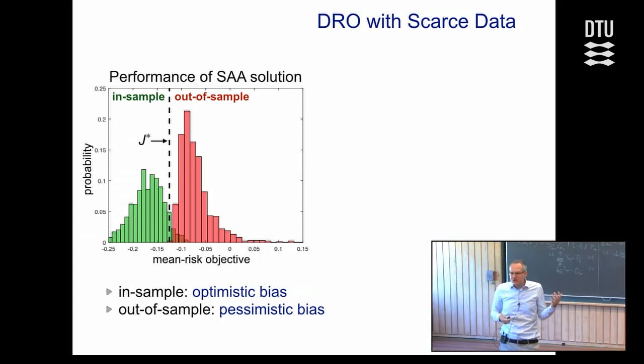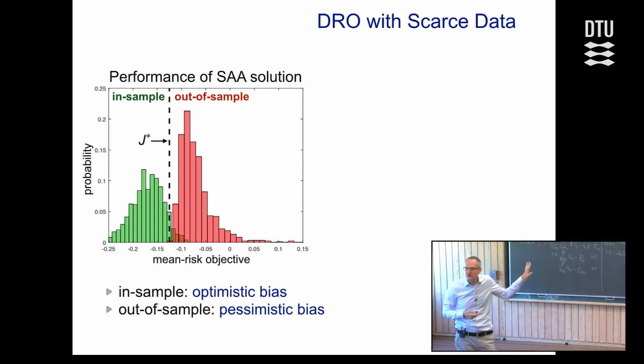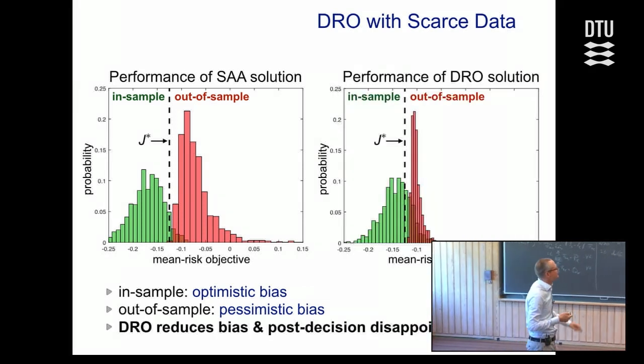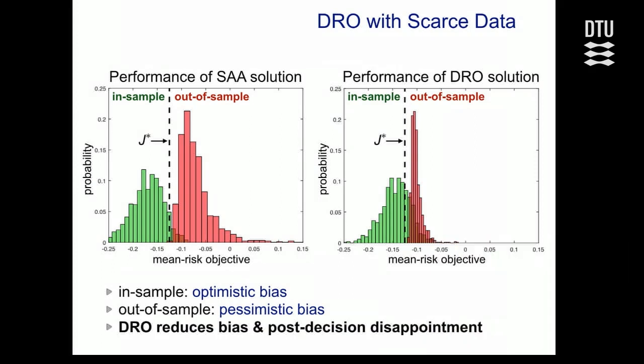Now let's see whether the approach here actually can improve this outcome if we give the optimizer only 30 samples, as we've done for the SAA method. If we solve this problem with the distribution robust approach, and we again compute the in-sample histogram and the out-of-sample histogram, we see several things.